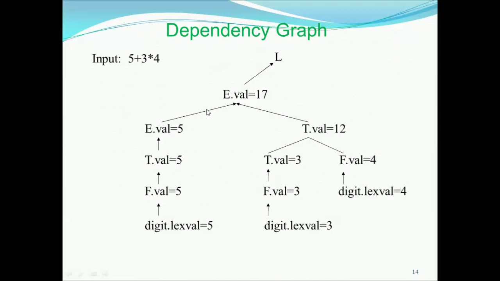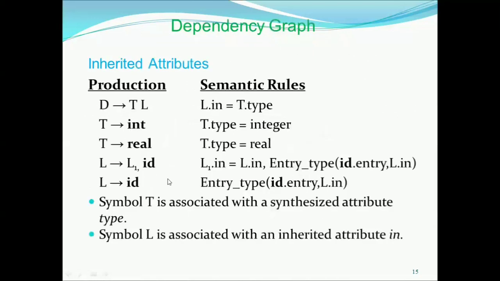Similarly, since plus cannot be executed without having the T dot value, digit dot lexval will get executed in this case, and similarly this value will be passed to the F dot value, this will be passed to the T dot value. Also, since I cannot execute star here, I should get the value of 4, and that 4 will be passed to the F. Once I get the F dot value, that T dot value will get executed, and then finally the plus will get executed, that is E dot value equals E dot value plus T dot value. Finally the result will be given to the L dot value. Please observe that whichever order gets executed is called a topological order. So that is how we represent the synthesized attribute.